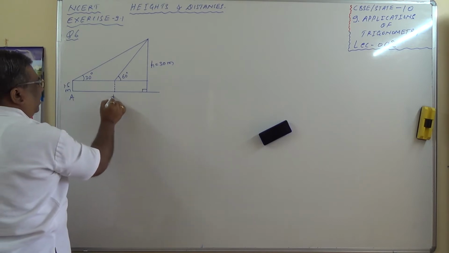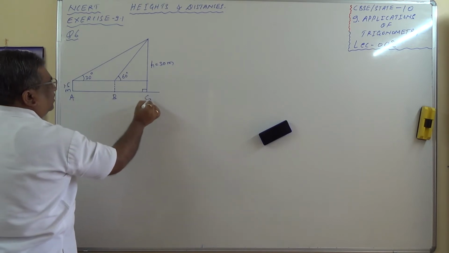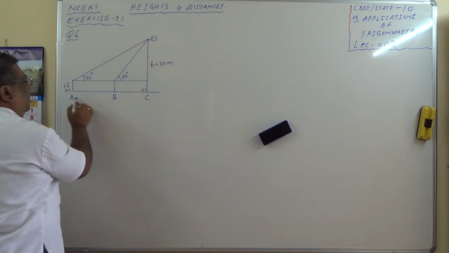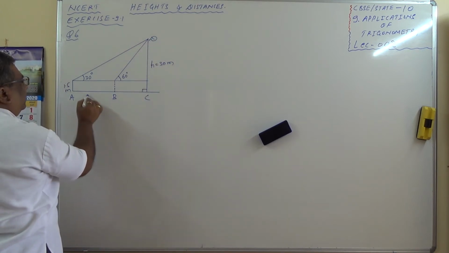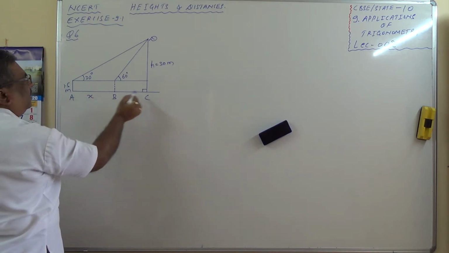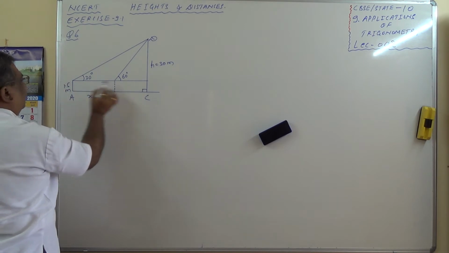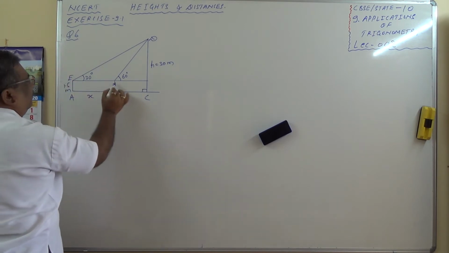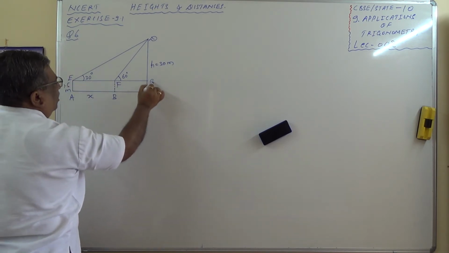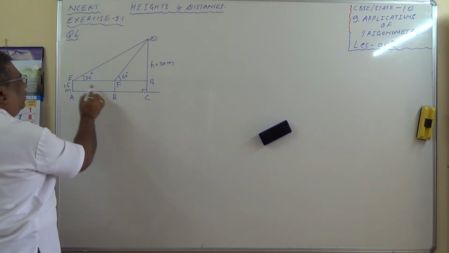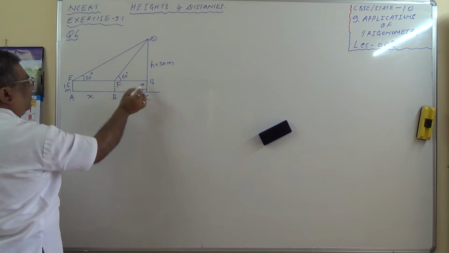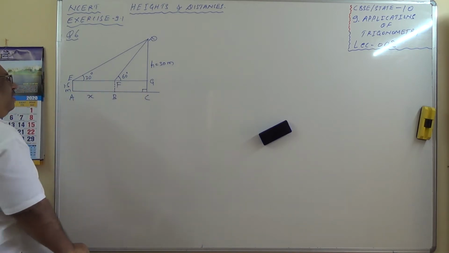Let it be AB here. This is C and D. So AB is the distance walked by the boy. Let me mark this as X over here. So A, B, C, D, these points also I'll mark: E, F, G. Then AB equals EF, BC equals FG, or AC is also equal to EG. That you must know.